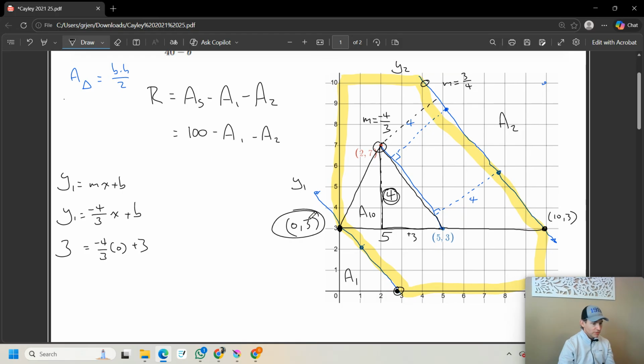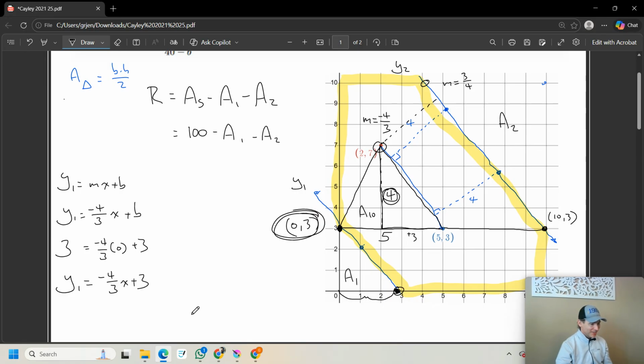Yes, the b value is always the value of the y-intercept, so super useful. Okay, so that one is saying that this equation is y1 equals -4/3 x plus 3. And now what we want to do is find the x value here where y is exactly 0, because that's the other edge limit of R.